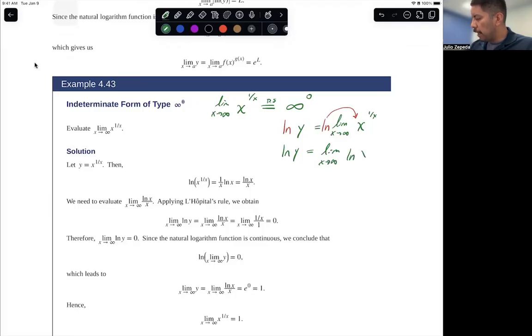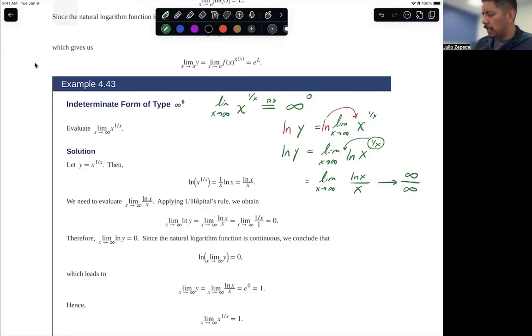So the natural log of x to the 1 over x. We remember that rule from pre-calculus that allows us to bring down our exponent. And so this is equal to the limit as x approaches infinity of 1 over x times the natural log of x. Or let me write it even better here as the natural log of x over x. And notice, what do we have now? The natural log of x over x. And both of these are going to go to infinity as x goes to infinity. So now we have an indeterminate form that we can apply L'Hopital's rule to.